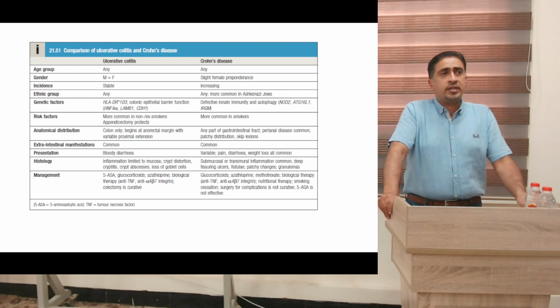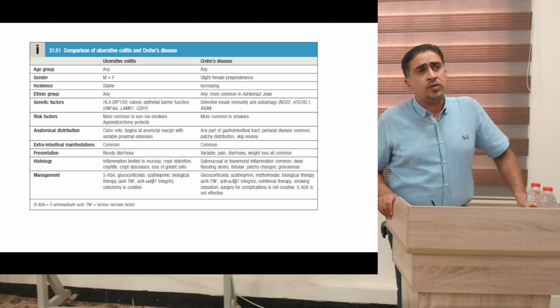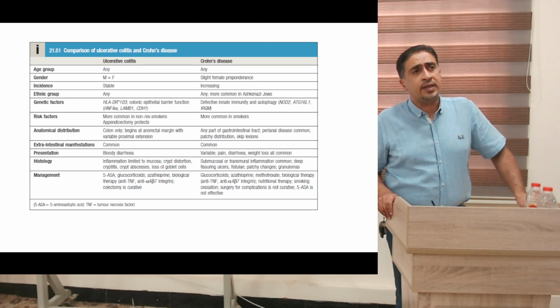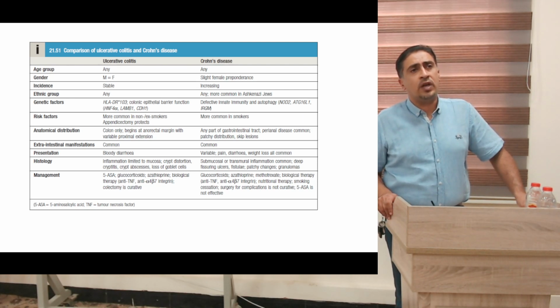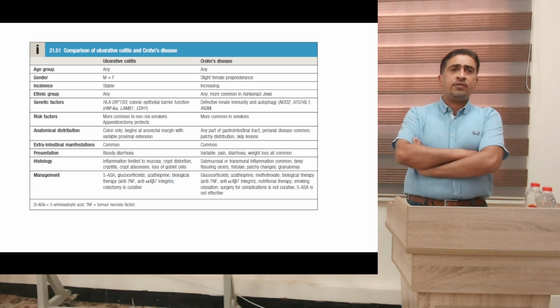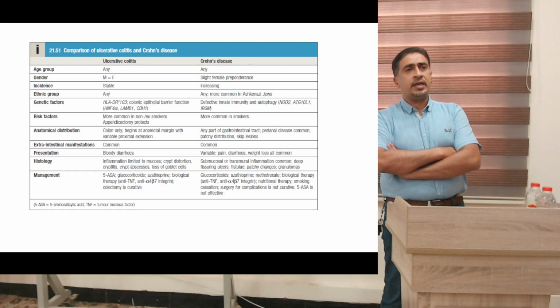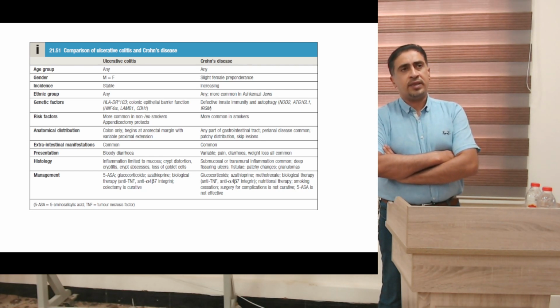There are genetic factors in both. HLA-DR103 is more prevalent in ulcerative colitis, while defective innate immunity and ATG16L1 is the main genetic defect in Crohn's disease.